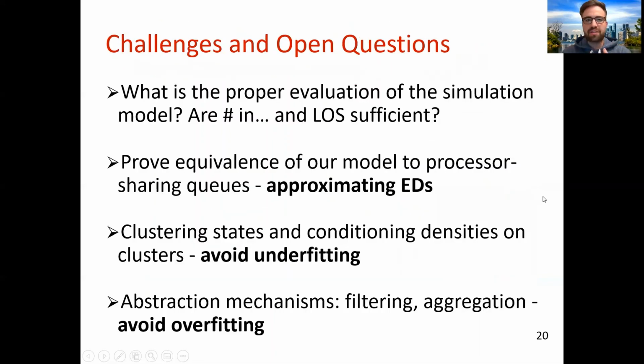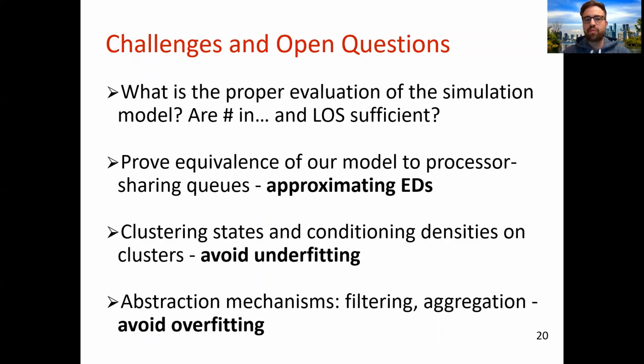What are the challenges in process mining and in these simulation mining models? First of all, what is the proper evaluation? How do we evaluate our simulation model? Is looking at the total number of patients in the system and the length of stay of these patients and comparing them between the simulated and the real, would that be enough, or do we need to run more tests? And the answer is yes, we need to perform further analysis in order to improve our measure of fit, or measure of goodness of fit between the simulated model and the data.